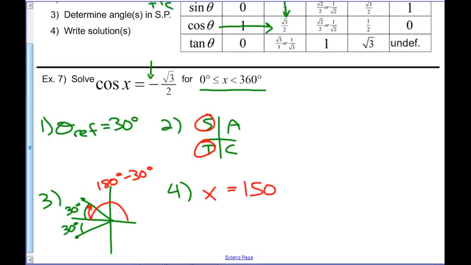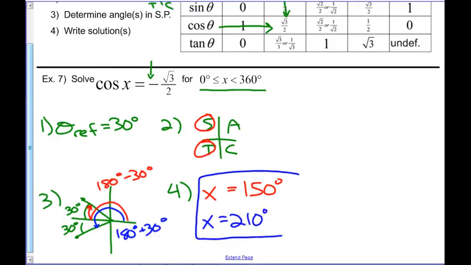Or 150. That second one, that would be 180 plus 30, or 210. And those are our two solutions in the first revolution. You could throw them back into the equation, figure out what the cosine of 150 is, and it really would be negative root 3 over 2, or a decimal approximation of it.